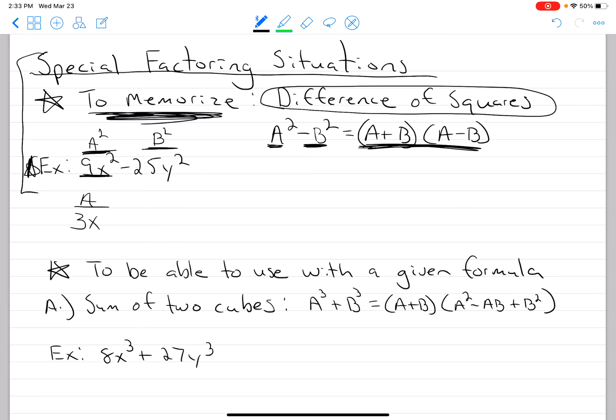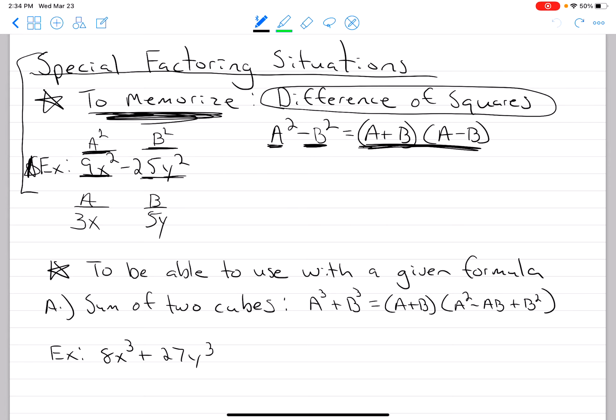This would be my B squared term, right? Because the square root of 25 is 5, and the square root of y squared is y. So if A squared is 9x squared, B squared is 25y squared, A is then 3x, the square root of this, B is then 5y, the square root of that. Hopefully that made sense. So now, if I see this, I just need to do A plus B to factor this initial problem right here.